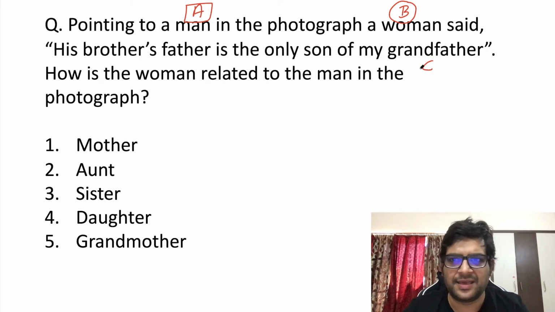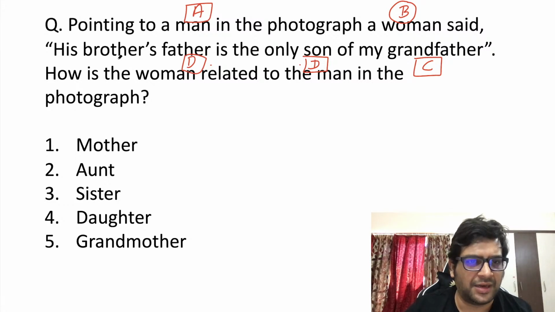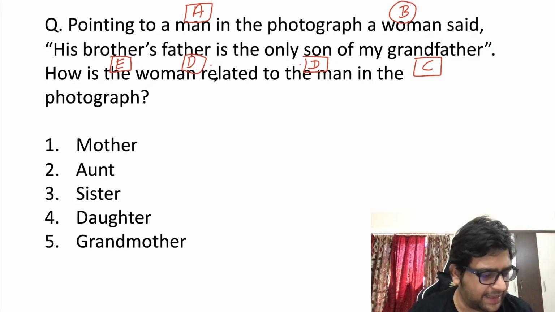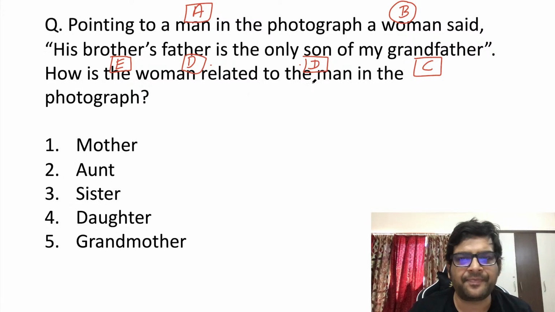So C is the grandfather. Only son, male. So only son is D. Brother's father is the only son, so this is also the same person. Father D. Brother's father. So let me say brother is E. So keeping this in mind, A, B, C, D, E, you have 5 people, and then you try and make the diagram. Only son of my grandfather.